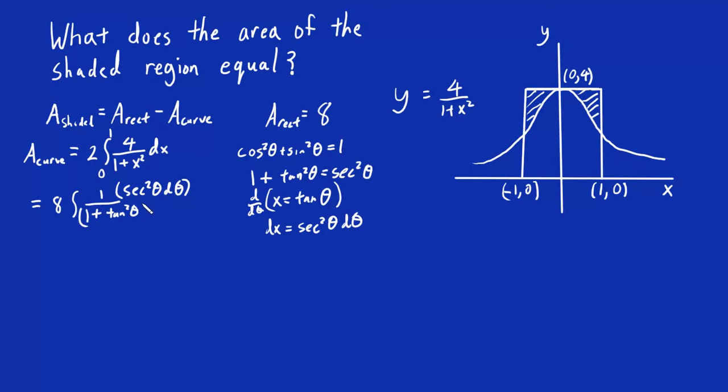So the denominator is 1 plus tangent squared theta, but that's just equal to secant squared theta based on our trig identity. And that's the same thing as secant squared theta above, so we can actually just cross these off. And then we can simplify further. We have 8 times the integral of 1 times d theta, which is just d theta. Now we can't use 0 and 1 because that was from the x world, so we need to change those limits of integration to the theta world.